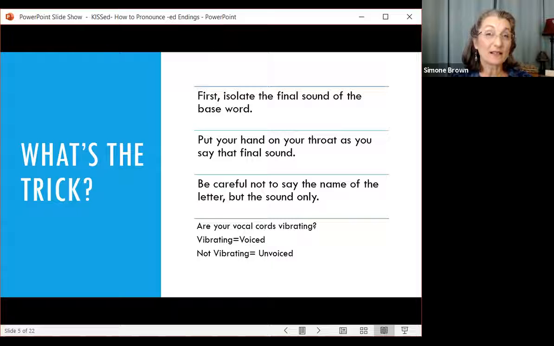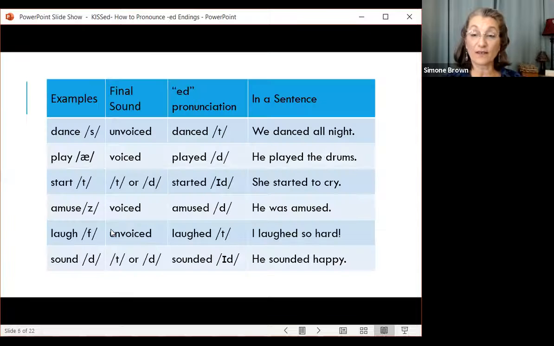So first you isolate that final sound, then you decide, is that final sound voiced or unvoiced? Okay, so that's the first trick. So without using the chart, you can figure that out. So let's do that. Here's an example. The word dance, the final sound, remember it's not the letters, it's the sound. The final sound is s. It's unvoiced, right?